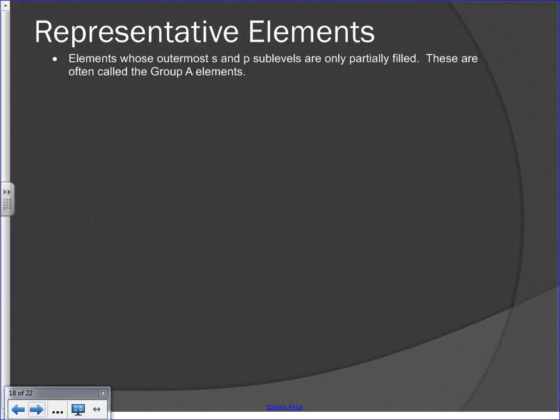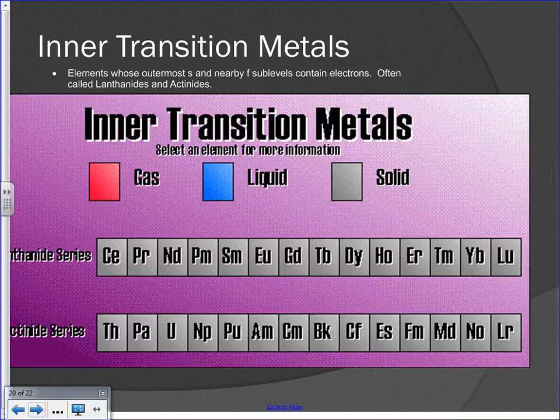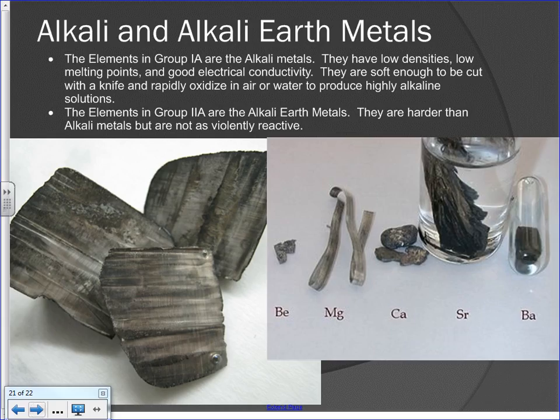Representative elements are the ones that behave normally, predictably. Those are the ones in the top part of the periodic table. Below that are the lanthanoids and actinoids, and they behave differently. Those are the inner transition metals, the lanthanides and actinides, so they're down below. Don't worry about those.